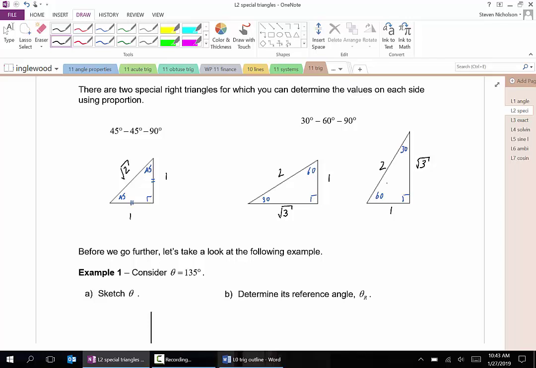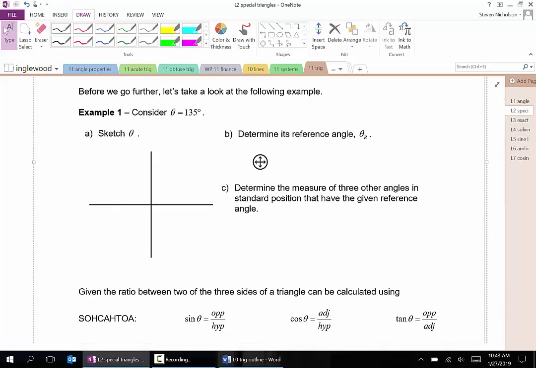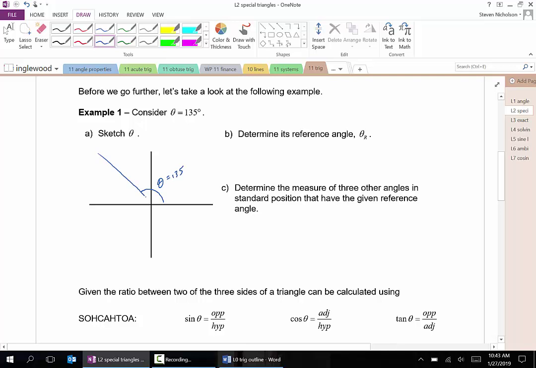So before we go any further, let's take a look at the following example. A little bit of review from last day. We want to look at theta equals 135 degrees. And remember how we determined our angle in standard position. We start on the x-axis and we go through 135 degrees. So here would be our theta of 135 degrees. And again, it doesn't have to be a perfect picture. It just has to kind of look nice. And there's our angle, and it's in the second quadrant.